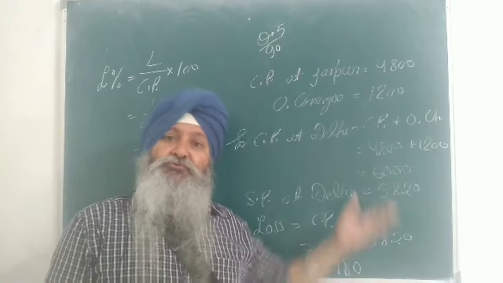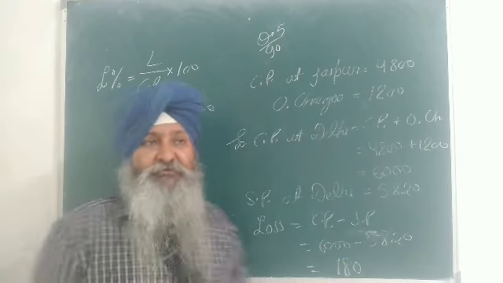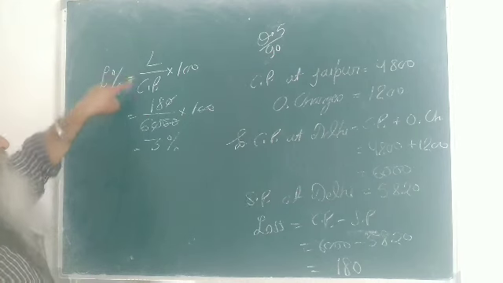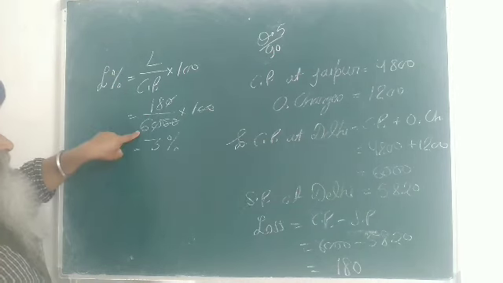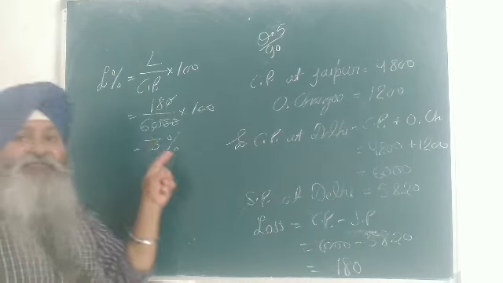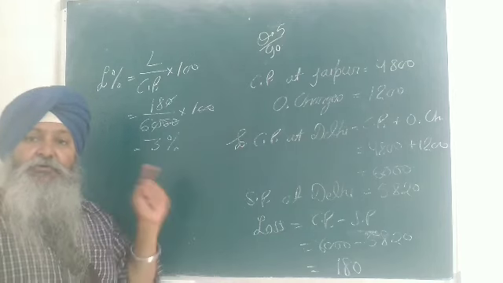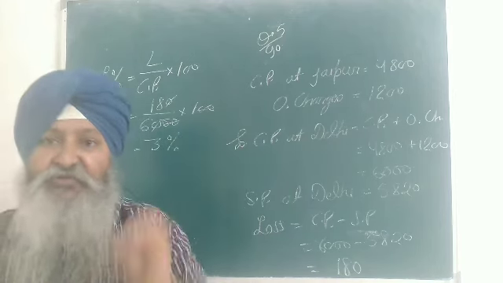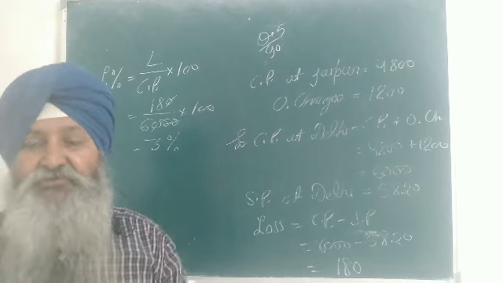When you know the loss and you know the CP, you know the formula of loss percent. Loss percent is loss upon CP into 100. 180 upon 6000 into 100. After cutting it is 3%. So he is getting a loss of 3% in this whole transaction.